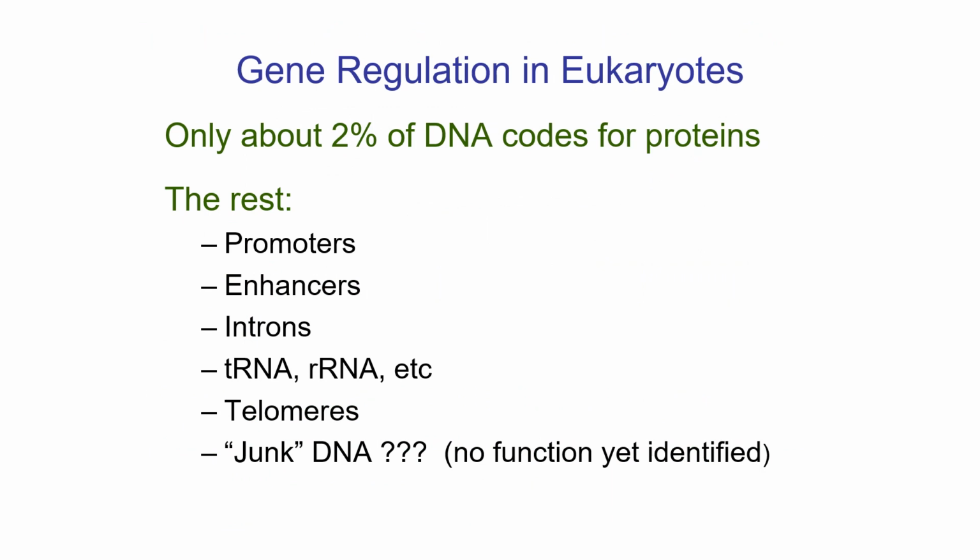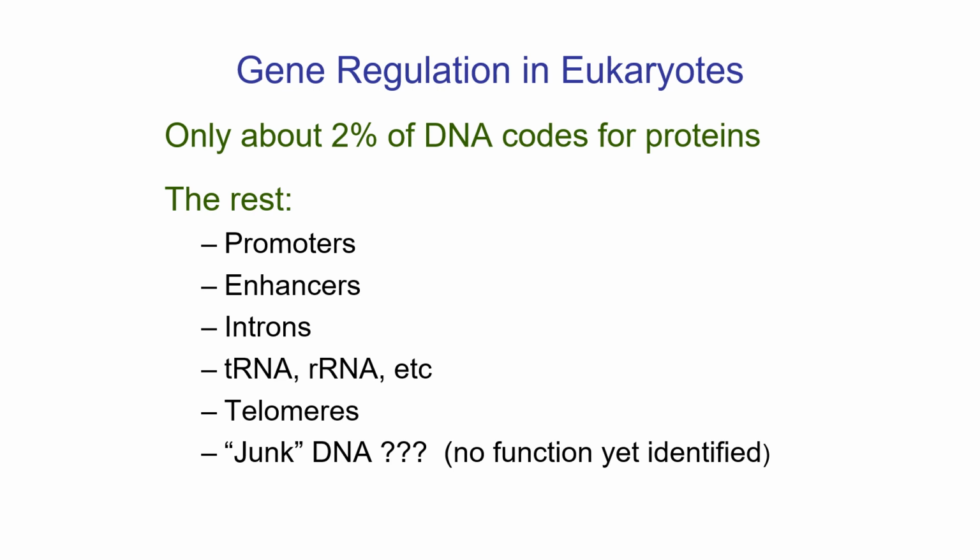Moving on to eukaryotes. Eukaryotes are messy. They're sloppy. They're not nearly as efficient and organized as prokaryotes are. First of all, instead of one great big circle of DNA, we have lots of linear or straight pieces of DNA. But more bewildering, only 2% of our DNA codes for proteins. So what's the rest of the DNA?